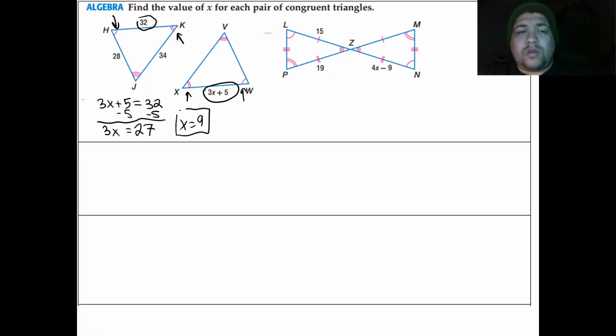We want to be able to plug that back in to make sure that part was congruent. So you just want to make sure that you are matching the correct sides to solve for. This is very important when we're doing these problems.